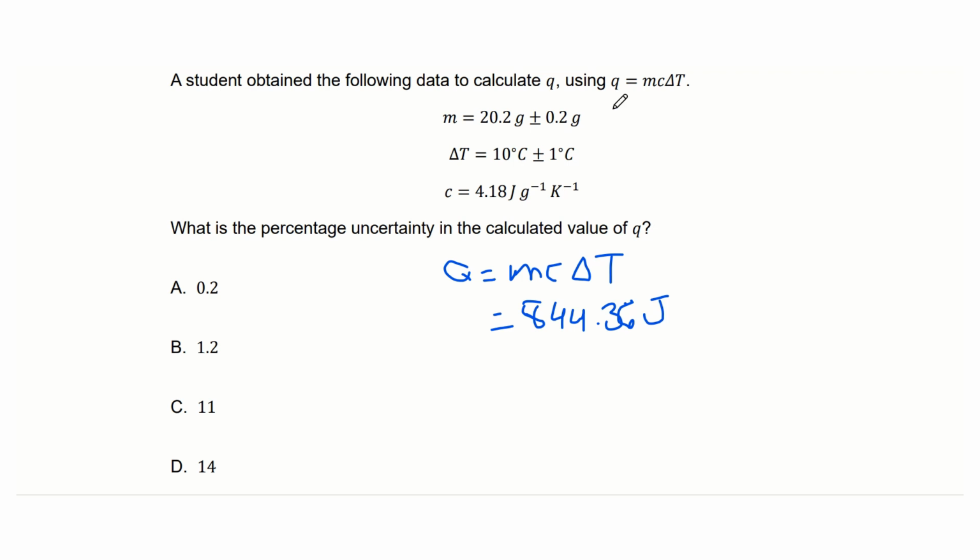Okay, so then I have to look at these here, which are my uncertainties. You can see that the temperature is the one that's going to give the most uncertainty. The 0.2 isn't going to make much of a difference, so I'm just going to be taking the 1. And to find the uncertainty, all I need to do is divide the uncertainty by the measurement that you have, which is 844.36. Okay, and then multiply that by 100, and then your answer should be C. 11.